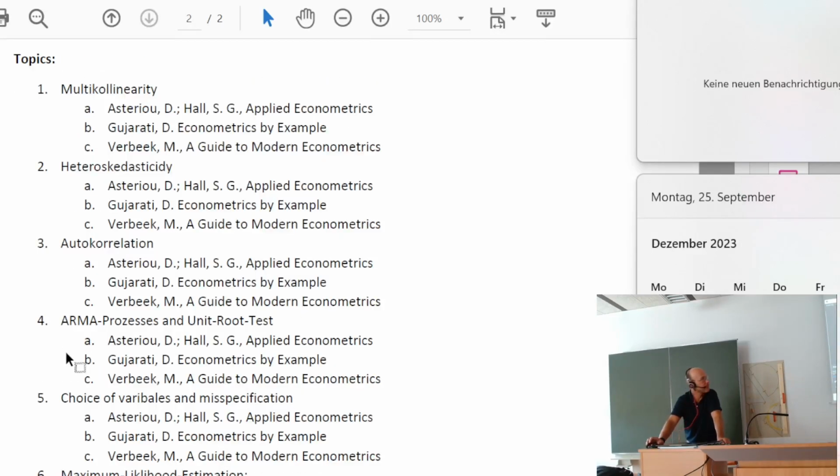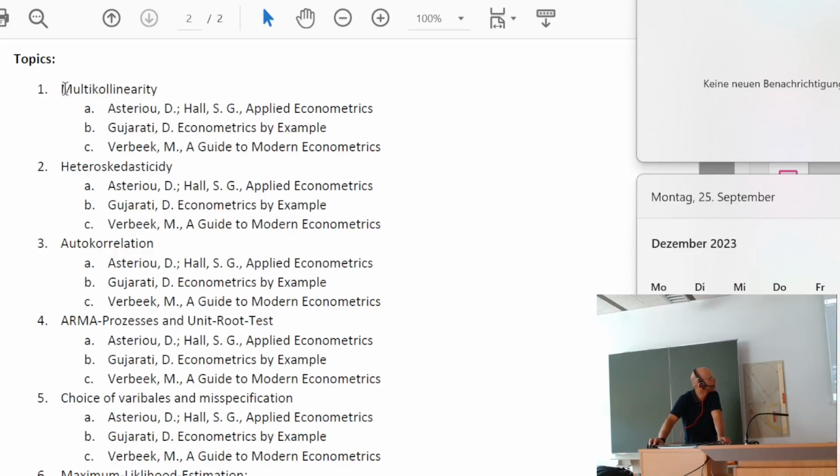Then, yeah, we go to the topics, and I will just go through these topics. You can then, of course, have an additional look today. What does this all mean? Well, the first three things are some general problems which you have in econometrics with data series.